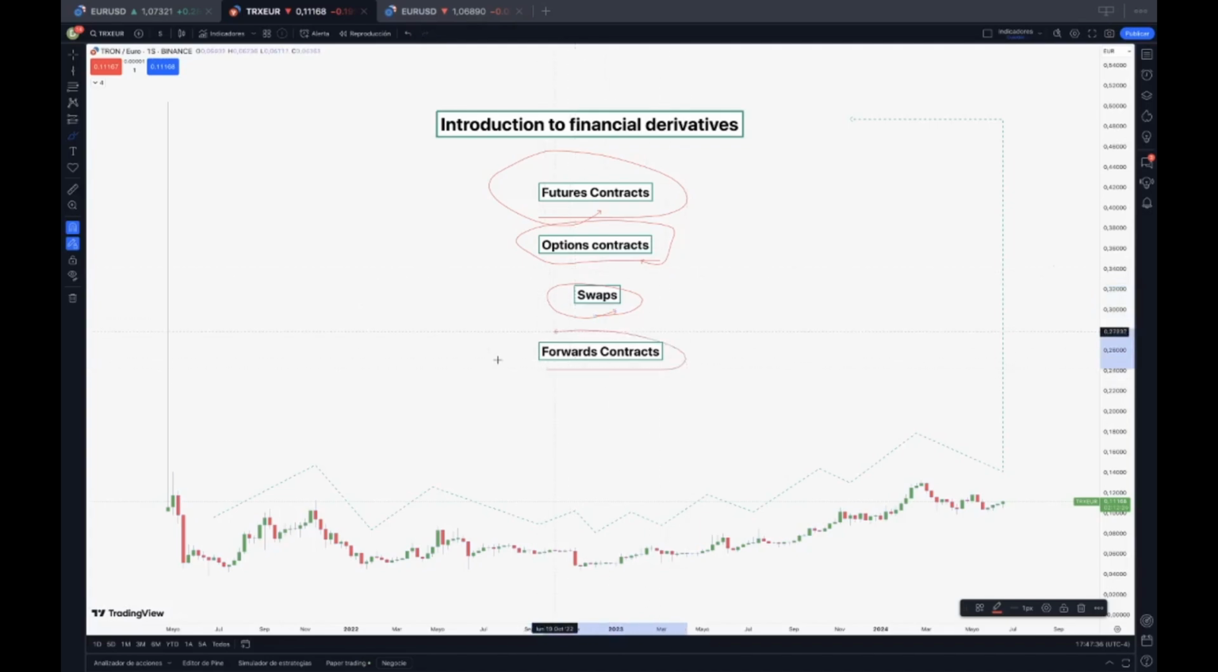And the last one we have for you today is the forward contract. A forward contract is similar to a futures contract, but it is traded over the counter, or OTC, rather than on an exchange. It involves an agreement to buy or sell an asset at a specific future date at a price agreed upon today. It is typically used for hedging purposes by businesses and financial institutions to lock in prices or rates.